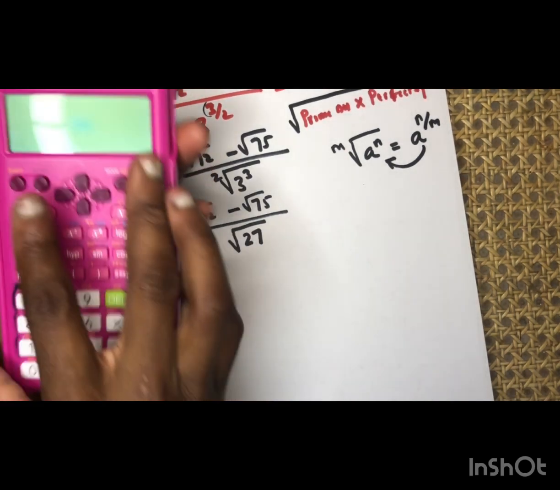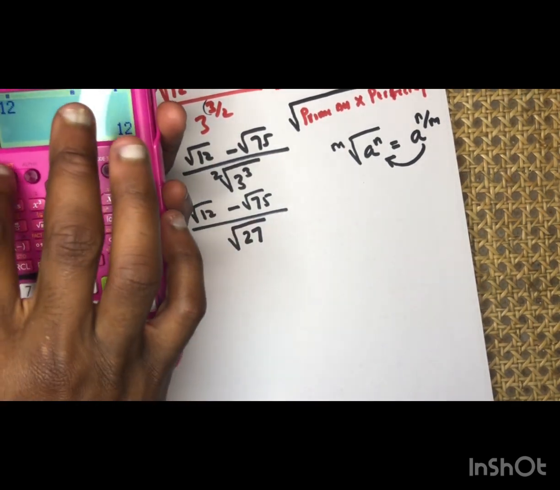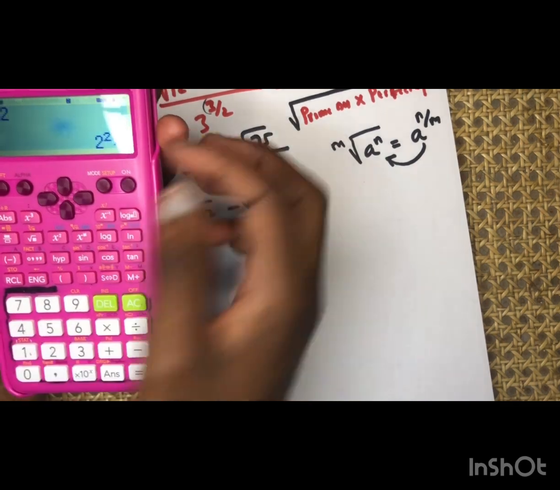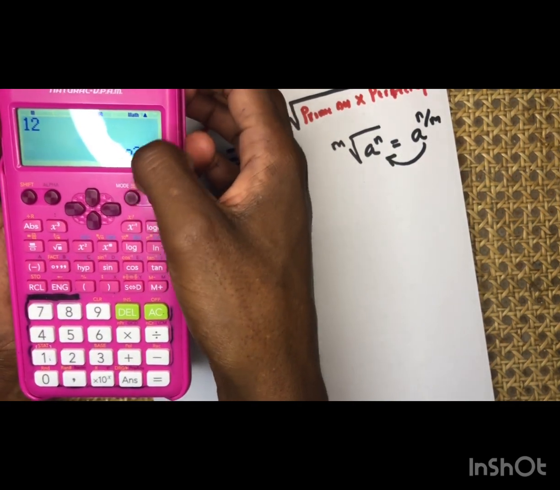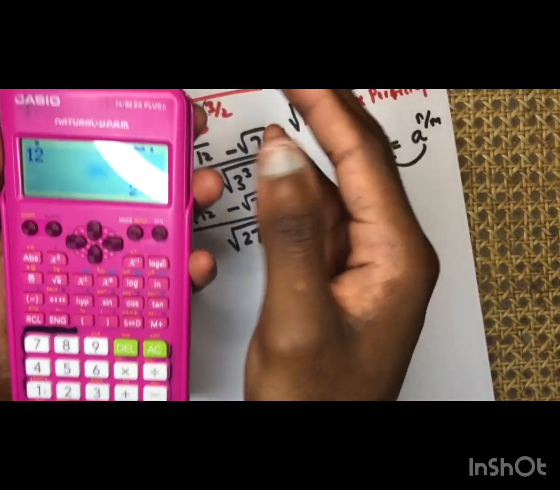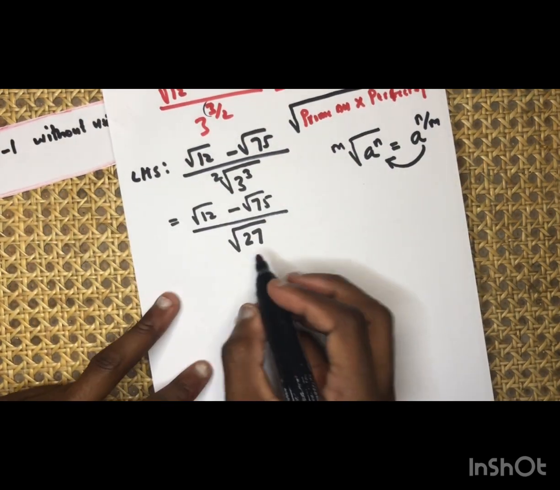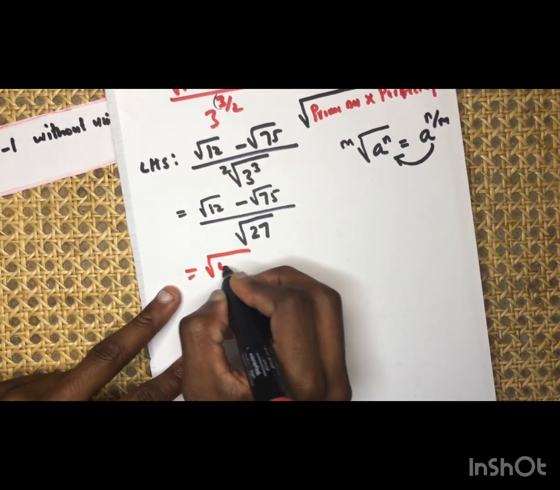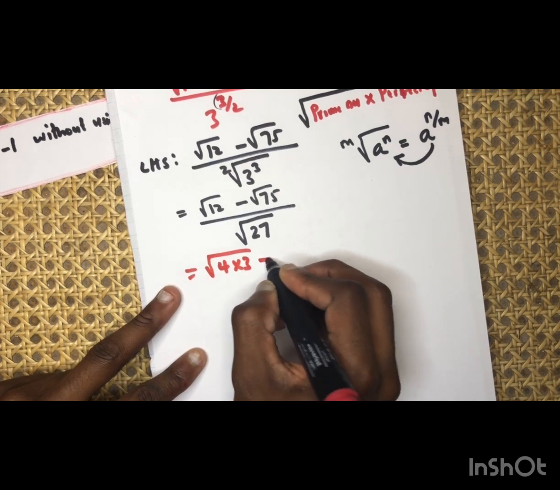So you can do it like this. 12 equals, then you press shift again, then you press fact. Can you see that 2 to the power 2 is 4? 4 is a perfect square. So now I can change this one, guys, to be square root of 4 times 3 minus square root.